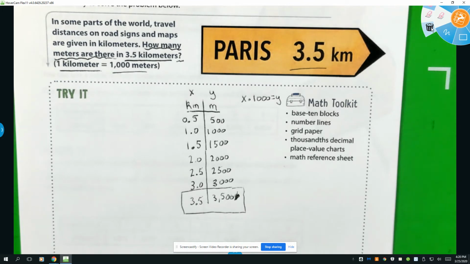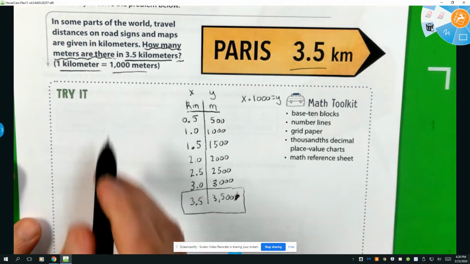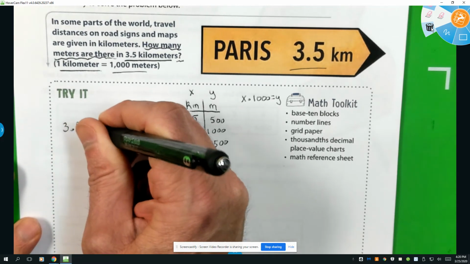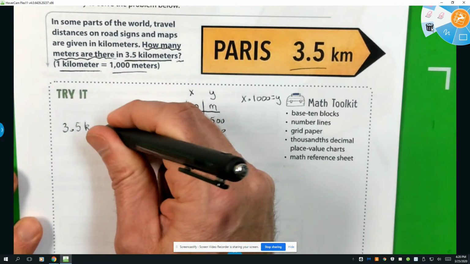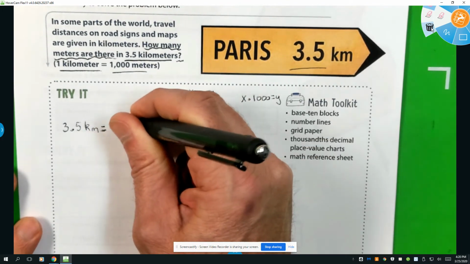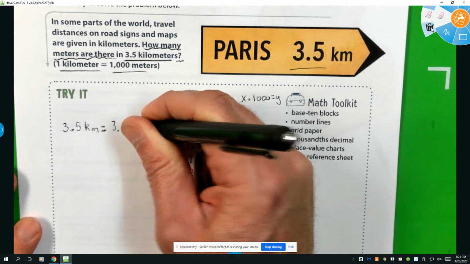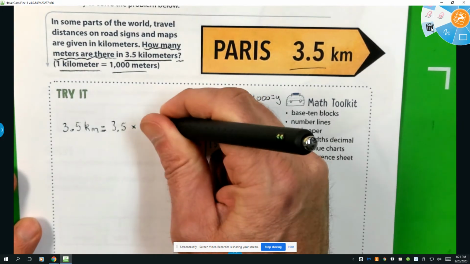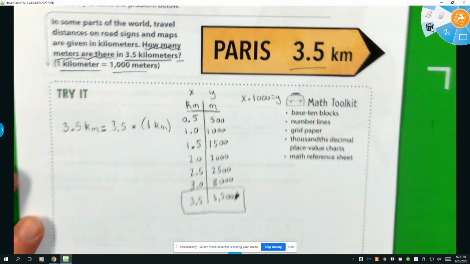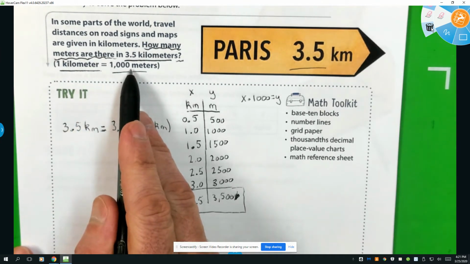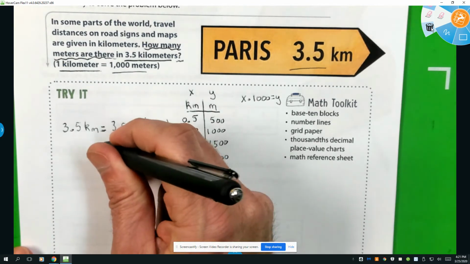What I want you to do is now come in and let's just solve this. So let's take a look. So we have 3.5 kilometers, and we know that equals 3.5 times, in parentheses, 1 kilometer, because this is what I'm going to convert. All right. Now, all we've got to do is make the simple conversion of 1 kilometer to 1,000 meters. So here it is.